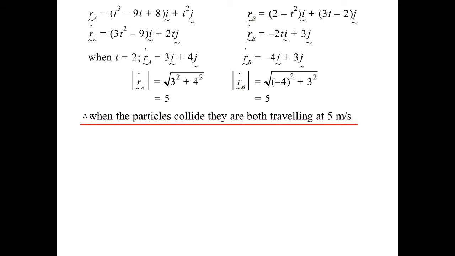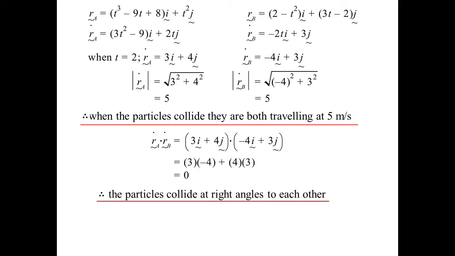What about the direction? Let's use the dot product. If you recall the dot product, if the dot product was equal to 0, then the vectors were at right angles. And yes, this dot product does equal 0. They will collide at right angles to each other as well.